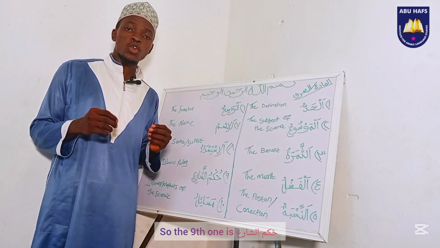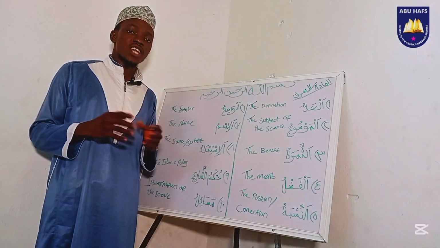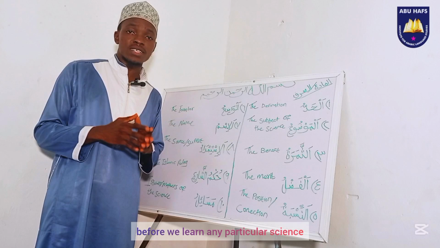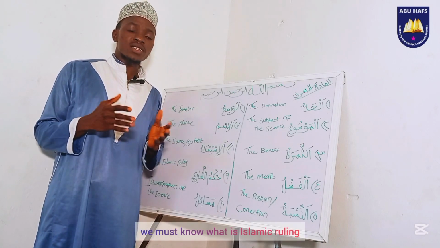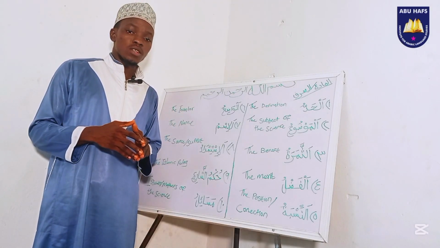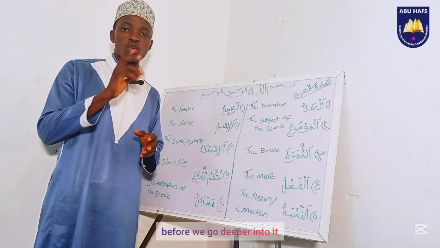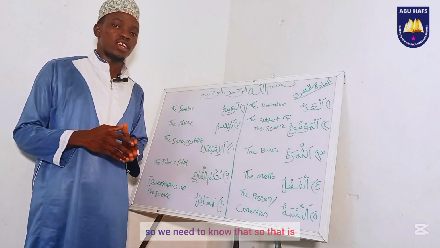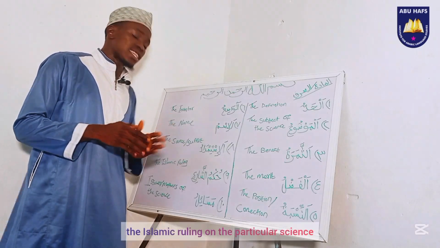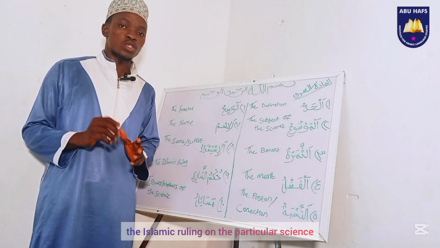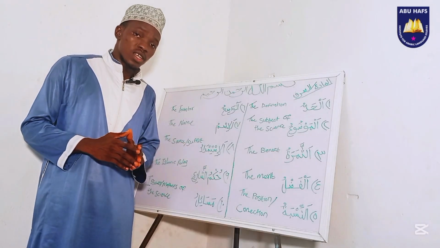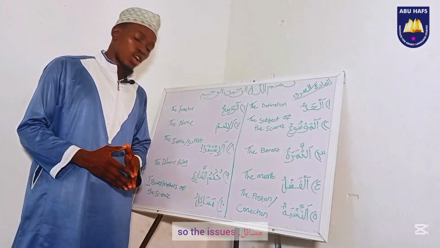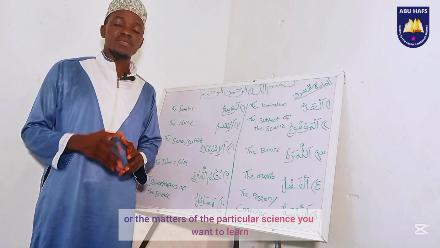The ninth one is hukm al-shari'. As a Muslim, before we learn any particular science, we must know what the Islamic ruling is on this particular science before we go deeper into it. So hukm al-shari' is the Islamic ruling on the particular science you want to learn. And the last one, the 10th, is masail, the issues or the matters of the particular science you want to learn.